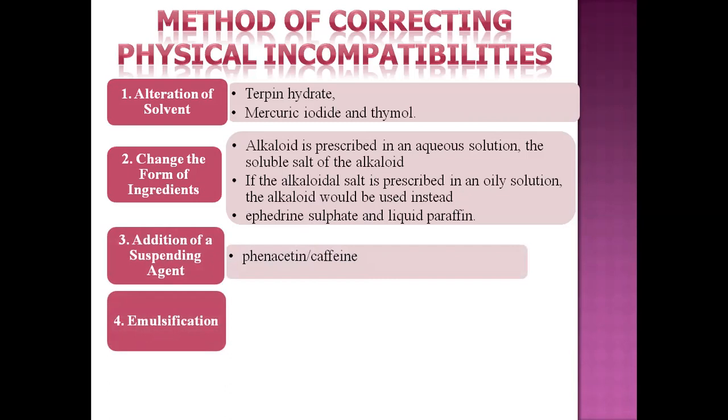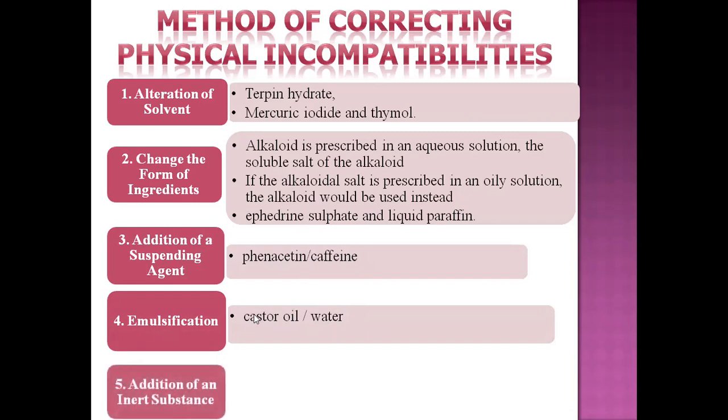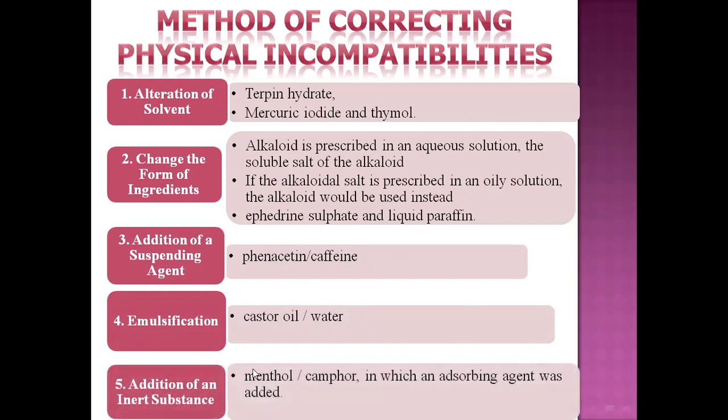A fourth method for the correction of the physical incompatibility is emulsification. Castor oil and water are immiscible, so to overcome this incompatibility, we form an emulsion. The fifth is the addition of an inert substance; for menthol and camphor, an adsorbing agent was added. These are the five methods used to overcome or correct physical incompatibility. You can change the solvent, change the ingredient, add a suspending agent, emulsify the product, or add an inert substance.